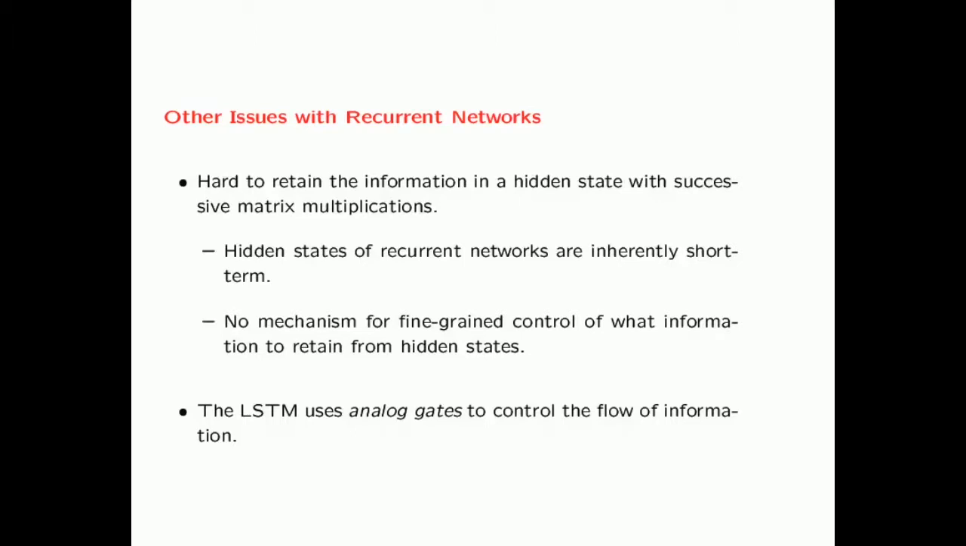Now, there are other issues with recurrent networks which are related to the fact that it is hard to retain the information in a hidden state with successive matrix multiplications. Note that matrix multiplication is a very strong operation which is inherently short term. It inherently changes the magnitudes of the gradients when you are propagating back from layer to layer. And there is no mechanism for fine-grained control of what information to retain from hidden states. The notion of LSTM introduces the idea that you can copy a part of the state from one layer to another.